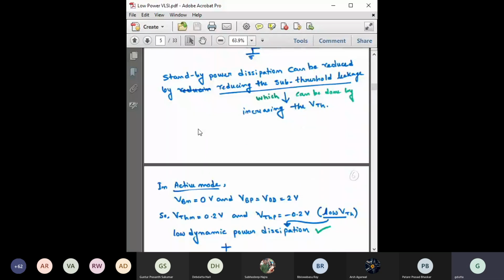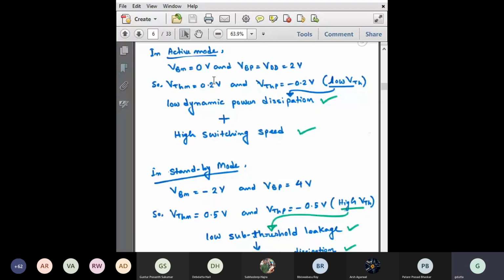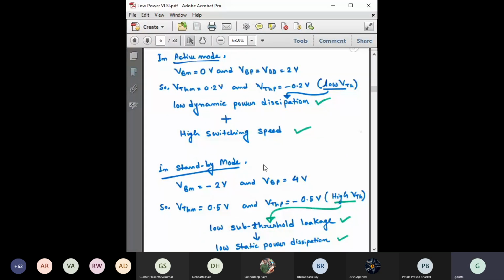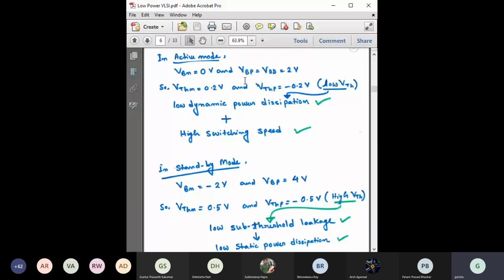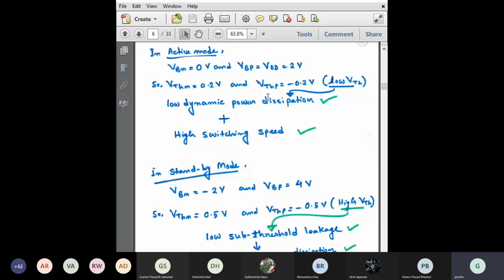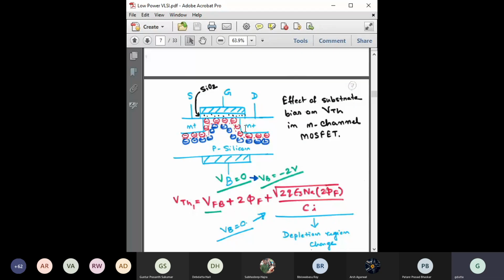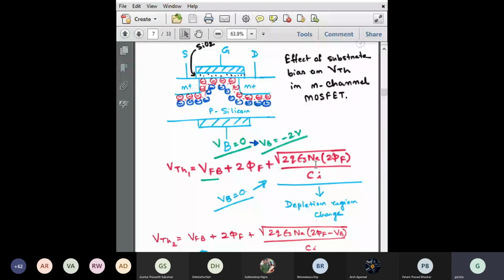Okay, so the same thing has been written here. Anyway, I will share this with you. So in active mode, you can see the threshold, VBN is this, and VBP or VDD is this. Then the total body to drain bias you can calculate obviously. Okay, so this I am going to discuss in a separate class.